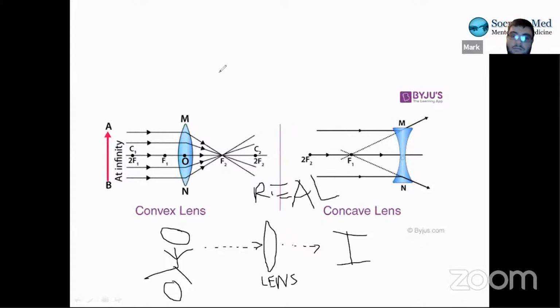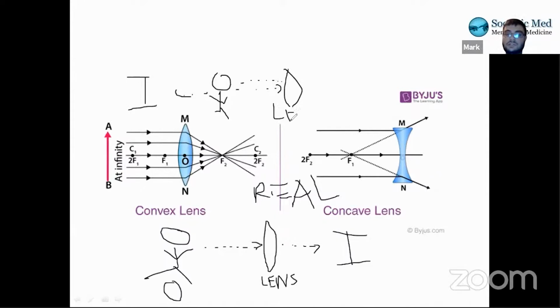If instead, back to the person, the object, and then the lens, the light travels from you to here and actually bounces back, and then the image is right here behind you. The image is on the same side of the lens as you, which is not what you would expect, and it's virtual.